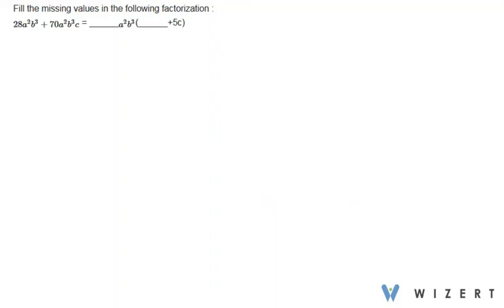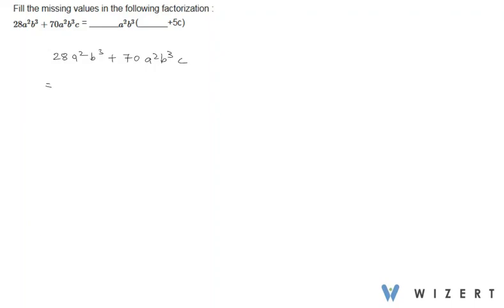We have this question here. Find the missing values in the following factorization. Now, in order to find these missing values, let us first factorize this given polynomial: 28a²b³ + 70a²b³c. Now, we have to take common factors out.